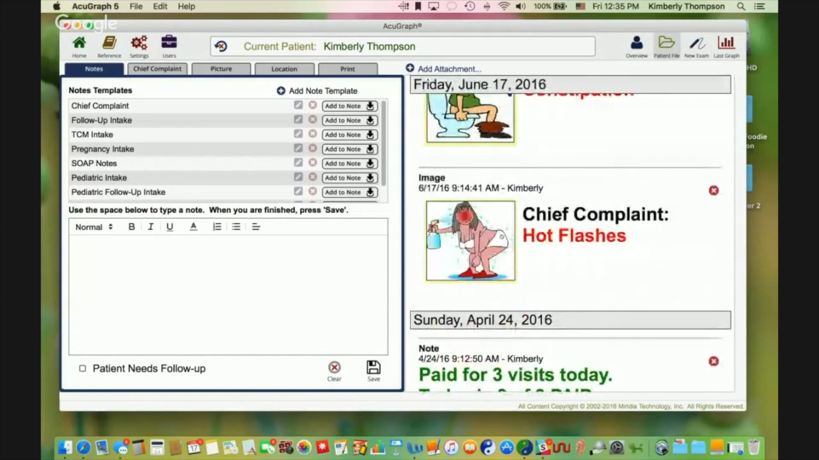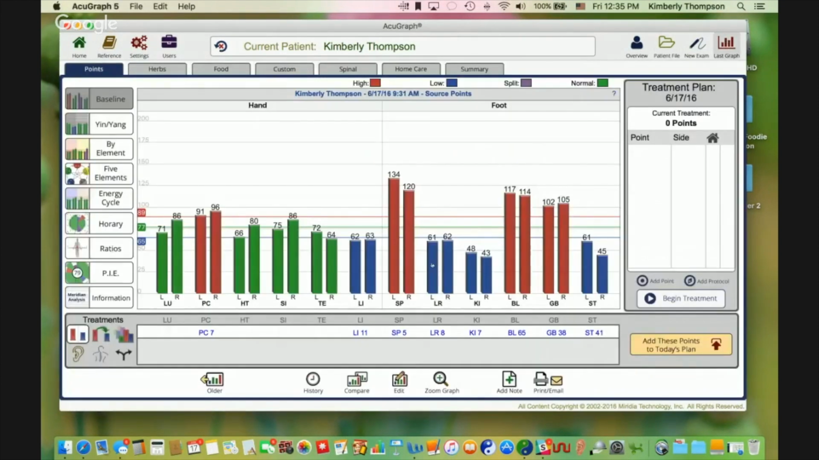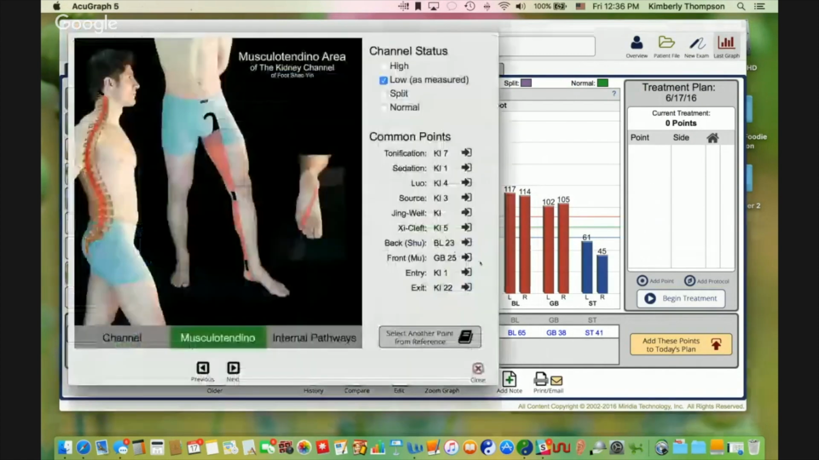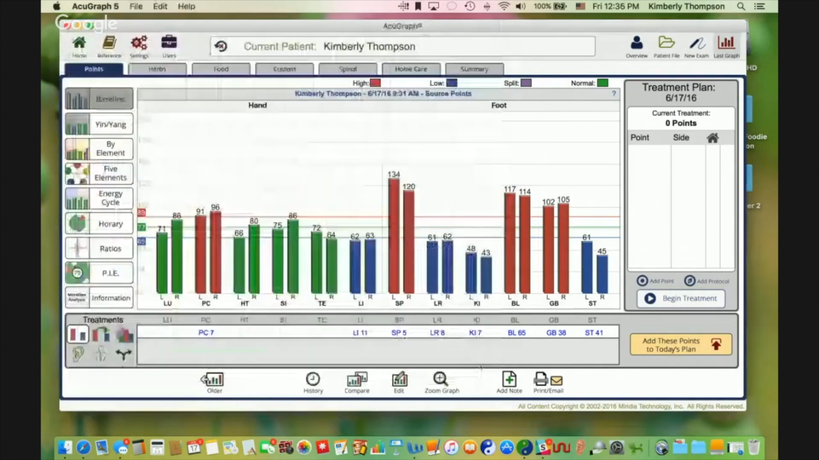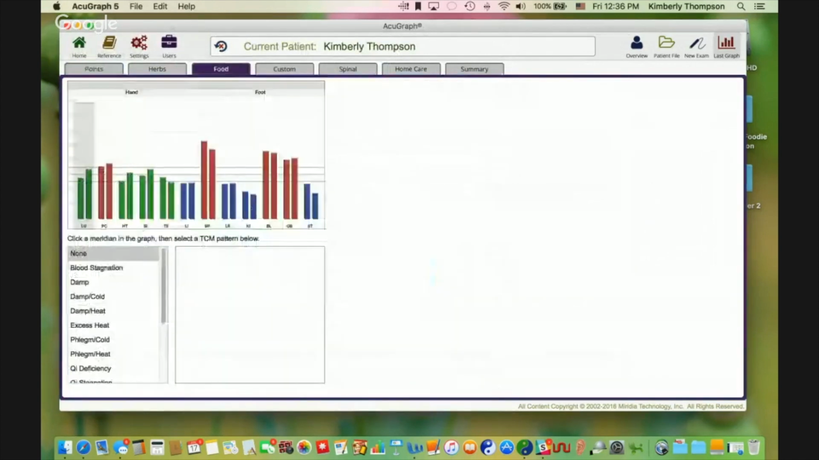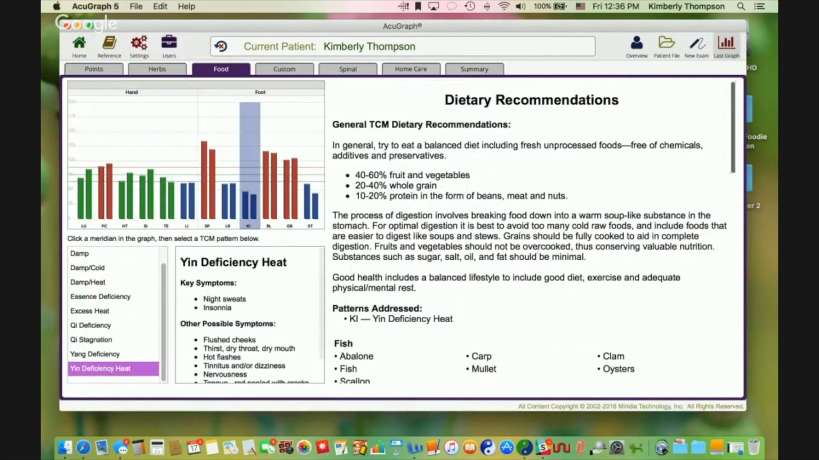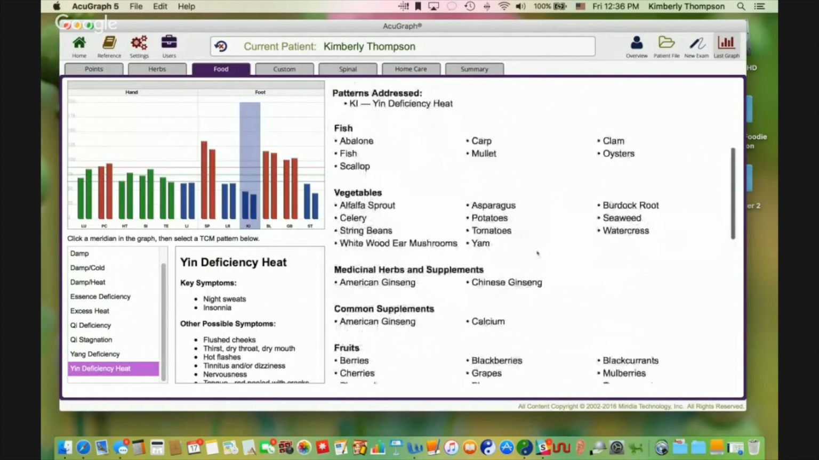I'm going to go with the basic. We're going to say that she probably is liver, kidney yin deficient as she's going through menopause. So I'm going to click on a graph and I'm going to click on kidney. Actually, I'm not going to click on kidney. I'm going to click on a graph, then I'm going to click on food. Then I'm going to click on kidney. So I'm going to click on kidney yin deficiency heat. Now we have dietary recommendations for kidney yin deficiency.